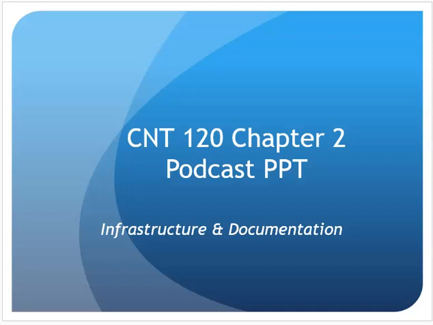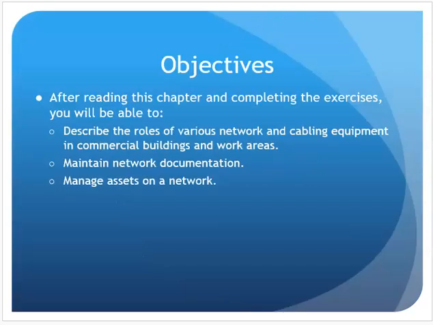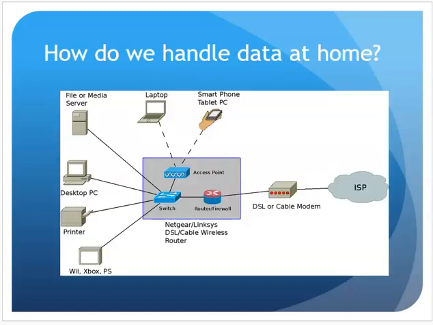All right, CNT120, we're looking at Chapter 2 on infrastructure and documentation. So here we go. We're going to look at the roles of network cabling in a commercial building and the components and things that go with it, how we maintain network documentation, and how we manage assets on a network. So let's start off with the data infrastructure.